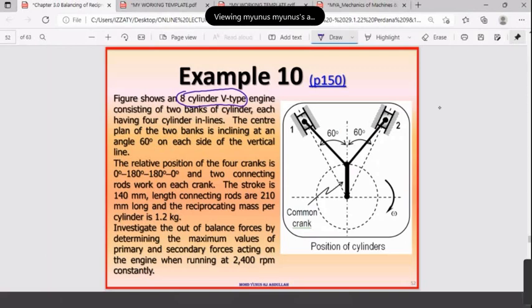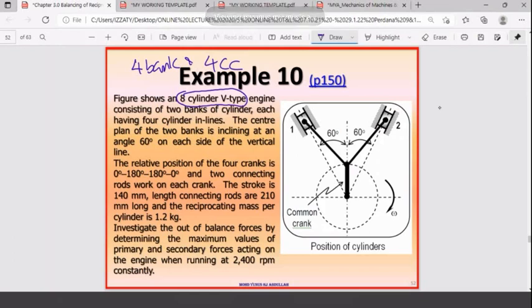You have 4 common cranks and 4 bangs. Put it there: 4 bangs and 4 common cranks. So the question here is they provide you only the first bang. This one is bang number 1, for example, which carries cylinder number 1 and cylinder number 2. The position of the crank is located at the top. Supposing we mention this one as 0 degrees. You understand me or not?